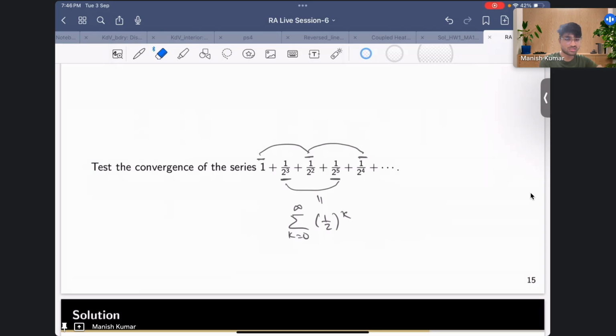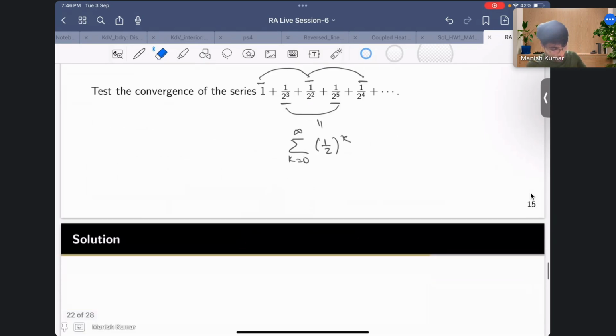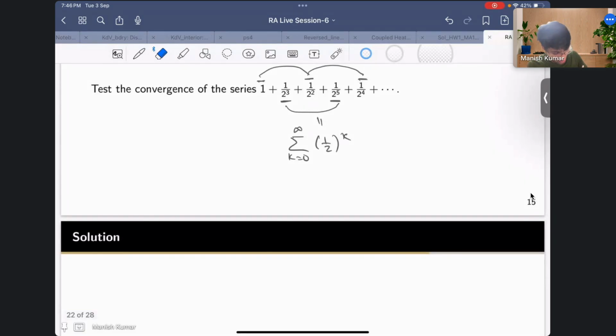How to prove this? The solution would be like this. Suppose this is my S, I'm writing this as this. This is clearly a positive series, so it is 1 by 2 cube. This is just a rearrangement, and that is the important thing.